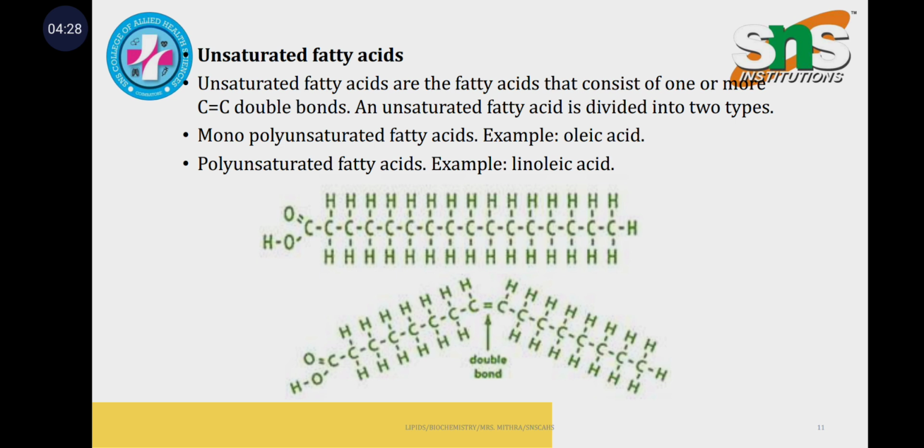Unsaturated fatty acids are the fatty acids that consist of one or more carbon double bonds. It is divided into monounsaturated fatty acids and polyunsaturated fatty acids. So an example of monounsaturated fatty acid is oleic acid, and an example of polyunsaturated is linoleic acid.